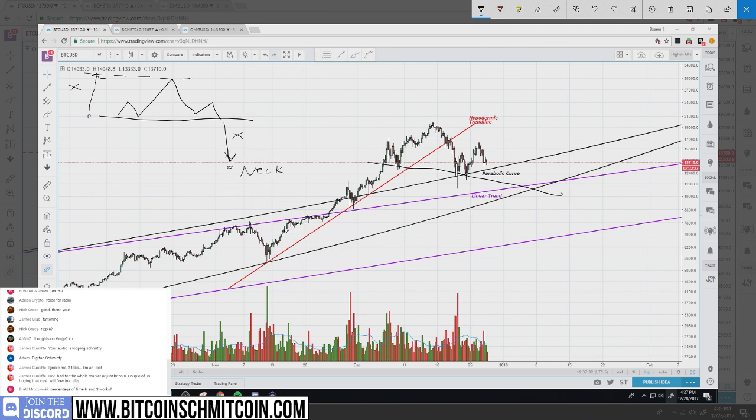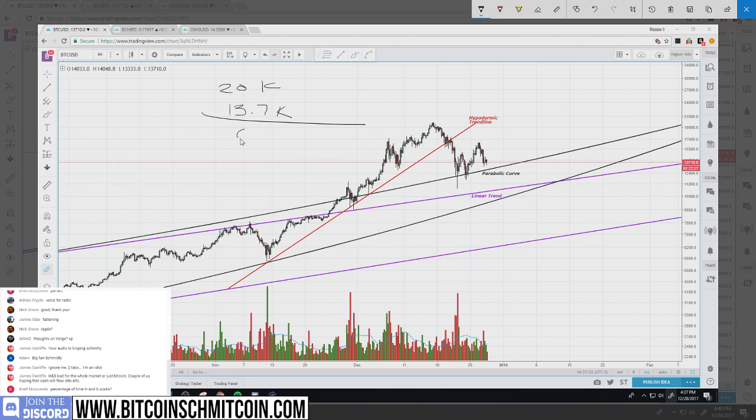Okay, so in our instance, we can take this a couple different ways, because like I said, you can draw the neckline here, you can draw it here. I'll take the conservative estimate, which is here. So let's call the current price 13.7, so 13,700, which is this guy, and then the top, which is about 20K. So 20K minus 13.7 is 6.3K. This is a downward move of 6.3K.